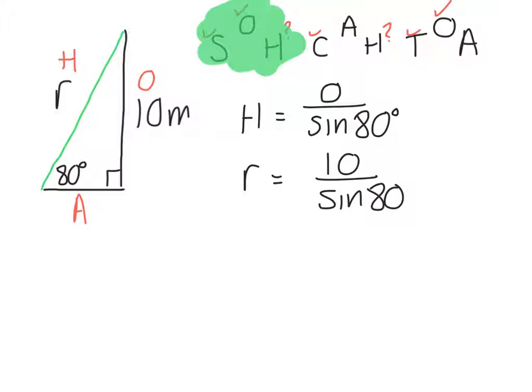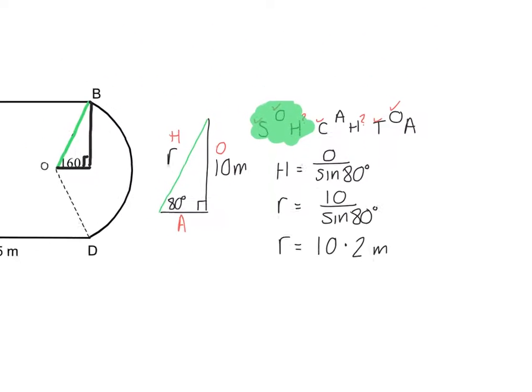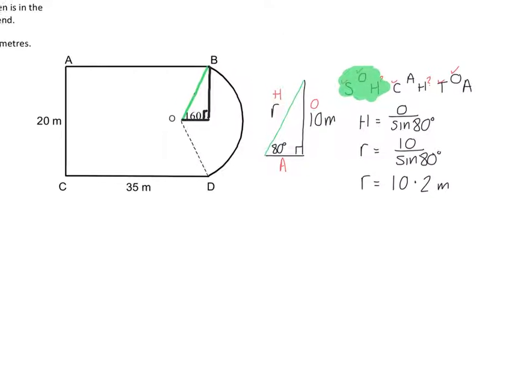So once again, we will need our calculator. Corrected to three significant figures, that will be 10.2 metres. Now that's our answer to part A. Part B of the question asked us to work out the perimeter of the garden. So we'll look back at the original question to see how this all fits in.